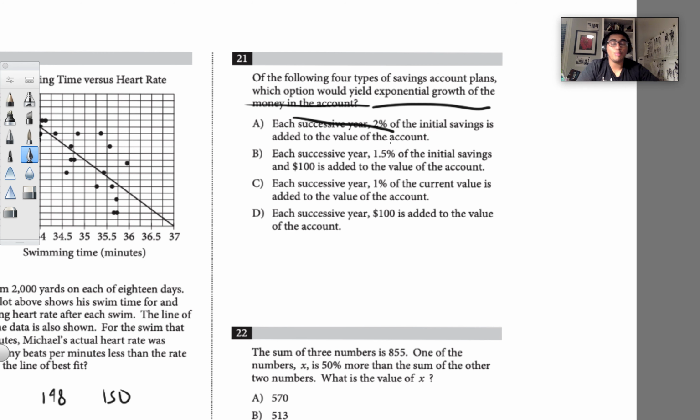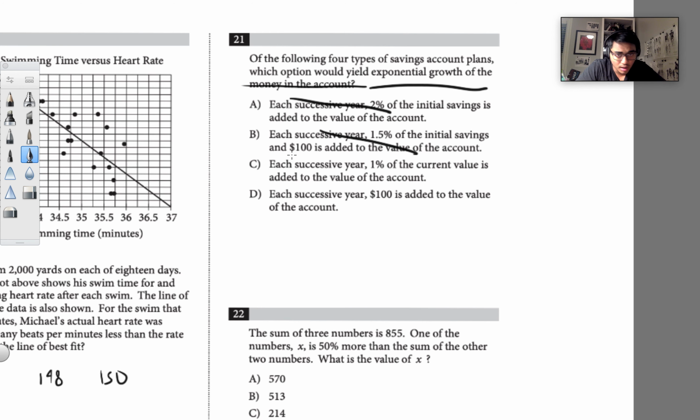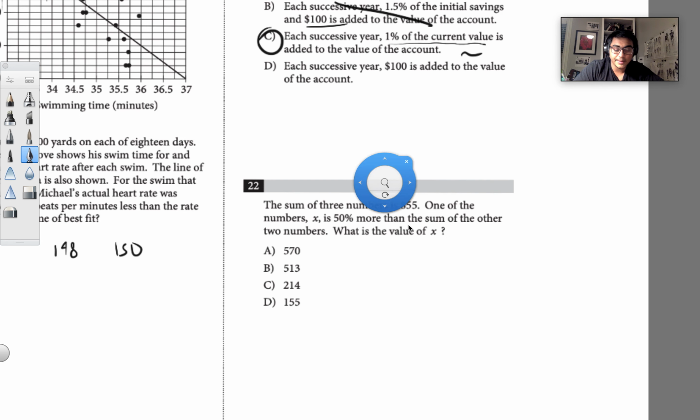Each successive year, 1.5% of the initial savings. Again, initial savings. Nope. We don't want that. And $100, that's still constant. Each successive year, 1% of the current value is added to the value of the account. This is exponential growth because it keeps compounding. It keeps increasing more and more with each term. So C looks promising. Each successive year, $100 is added to the value, but that's just classic constant increase. So it's 21C.